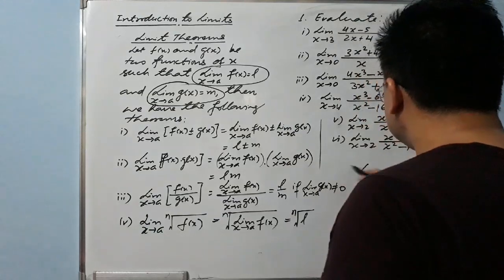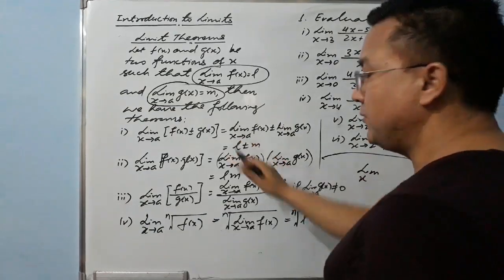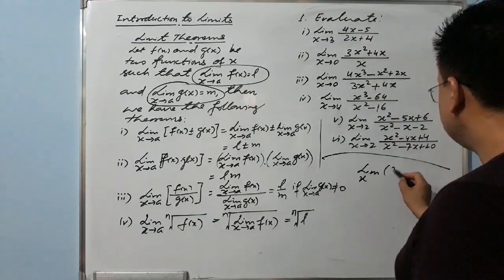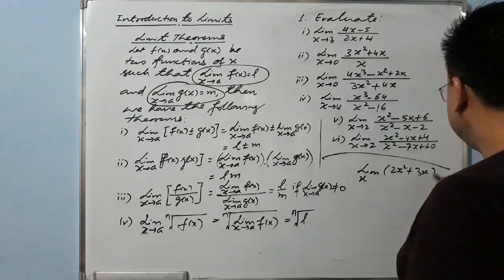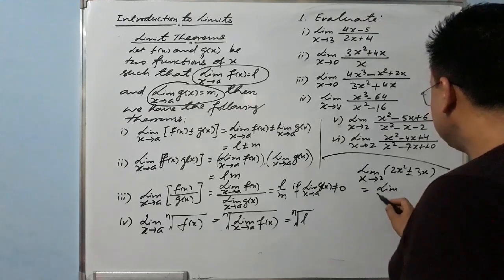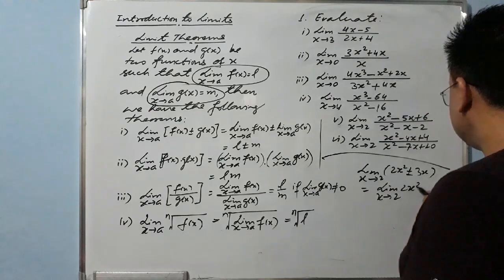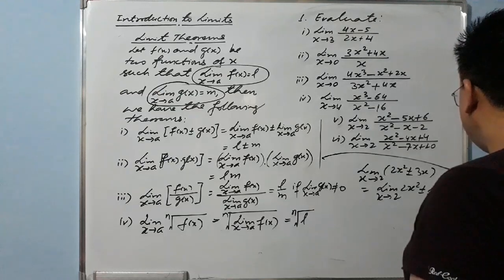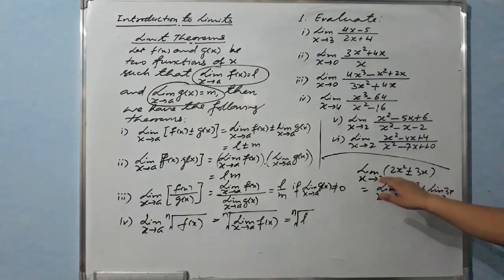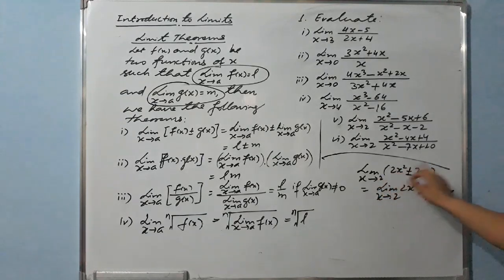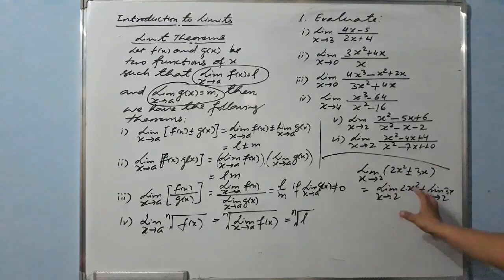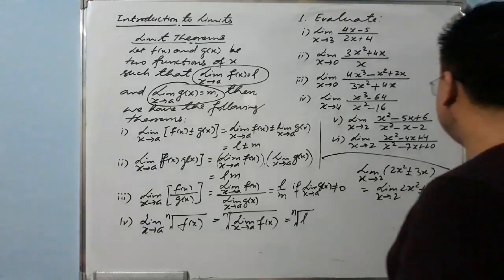According to the first theorem, we can write the limit, suppose here 2x square plus 3x, and here plus minus, as x tends to 2. You can write it also this way: limit of 2x square as x tends to 2 plus minus limit of 3x as x tends to 2. You can find the limit as one function, or you can find it by making two functions. We can write this limit of two functions.